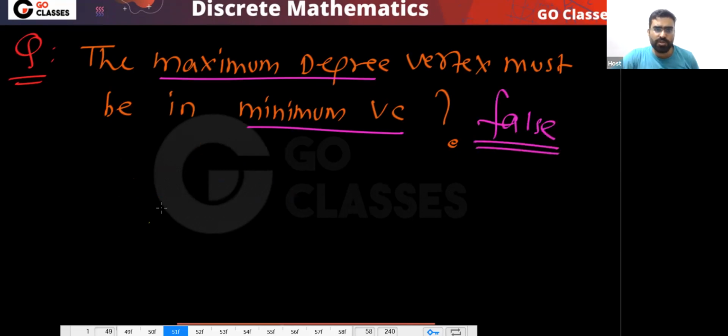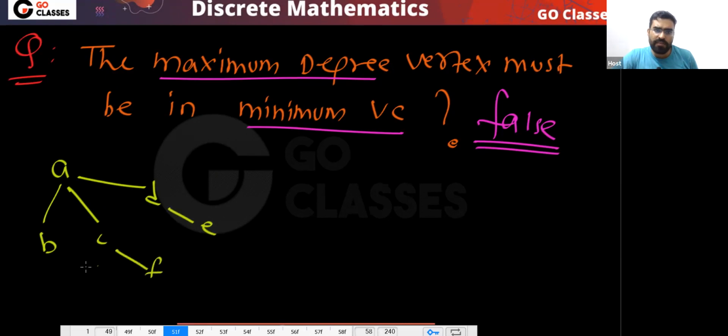You can easily create a counter example. No, a star graph is not a counter example. In a star graph, the maximum degree vertex will be in the minimum vertex cover. But you can create a counter example like this: B, C, D, and then E, F, G. Now take this.